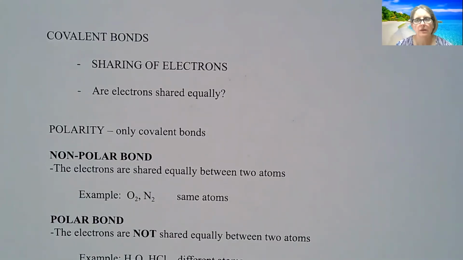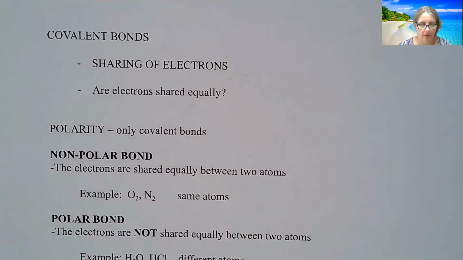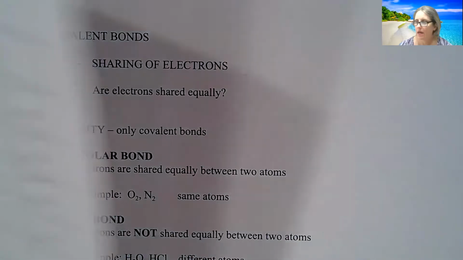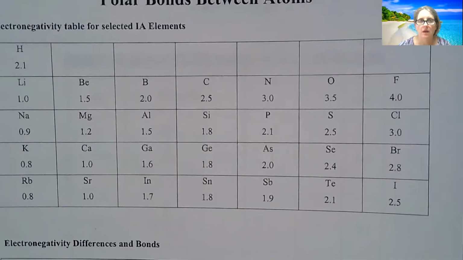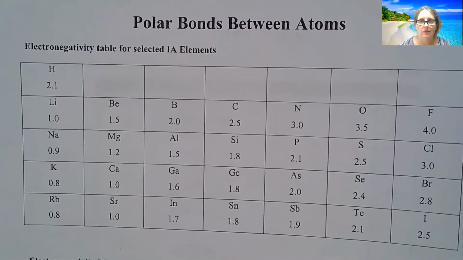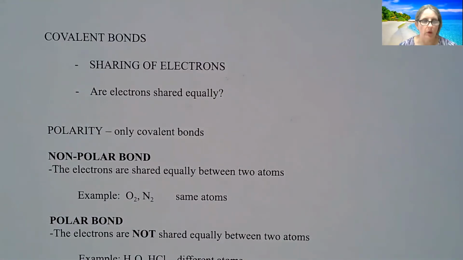So this is a continuation, chapter 8 again. For this, again, I think you might want a highlighter because I'm going to highlight a couple things. And then you are going to need that table that is on the front or the back of your shapes. This is going to be something we talk about today, so you may want to have that out while we discuss this.